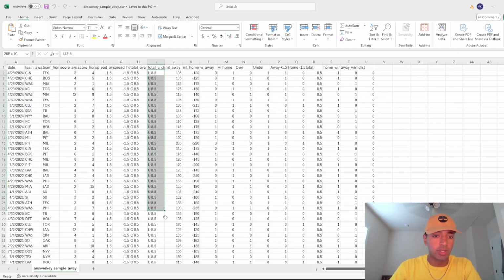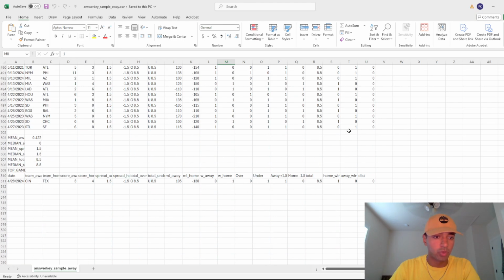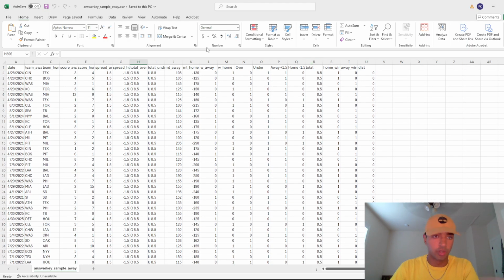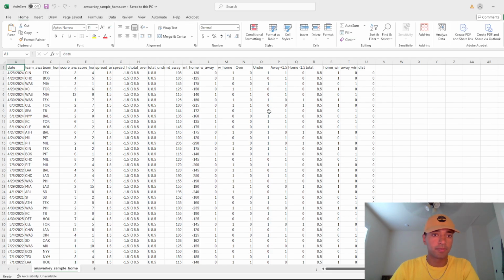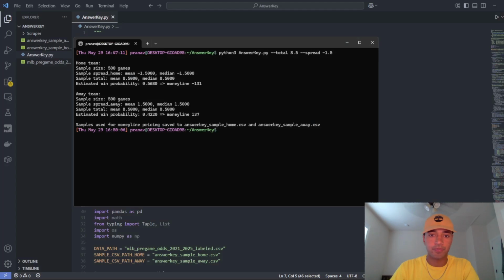So as you can see, here is our sample of 500 games where the pregame total is 8.5 and the spread is minus 1.5. And yeah, here's our 500 games. At the bottom, we see our stats on the sample. And yeah, so this is the away team sample. There's also a home team sample, which is over here. Sample home. So pretty much the same thing.